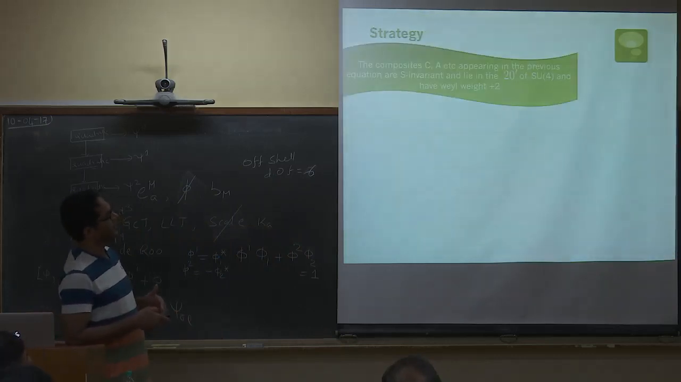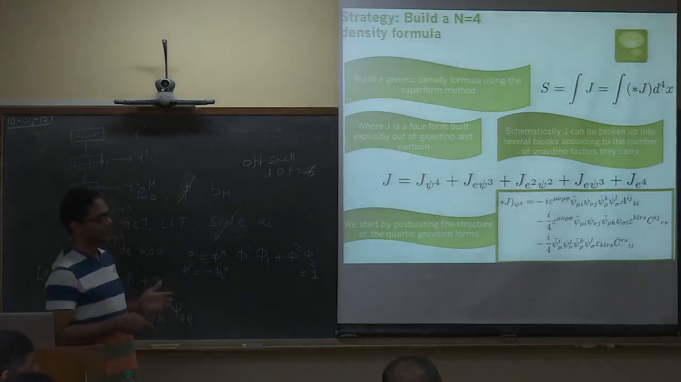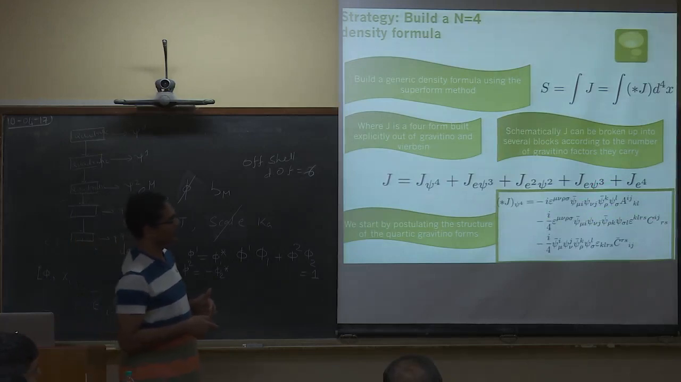Yeah. So these are in the 20 prime of SU4 and they have Weyl weight 2. They need to have Weyl weight 2 because the overall Weyl weight has to be 0 actually. So this appears like this. This Weyl weight has to be 0. So this is 2 and this is minus 2.